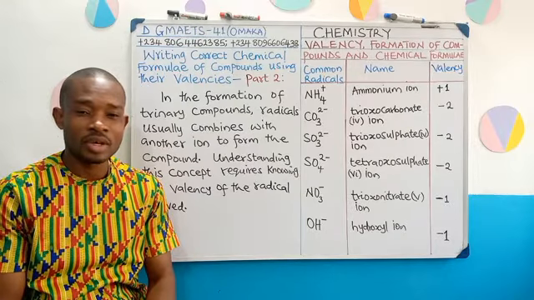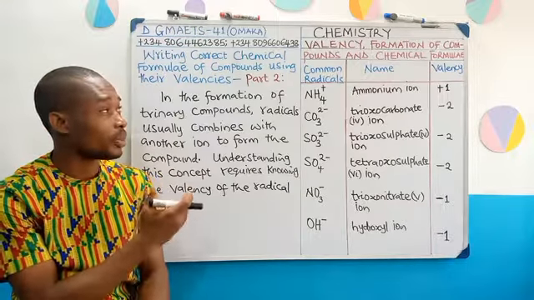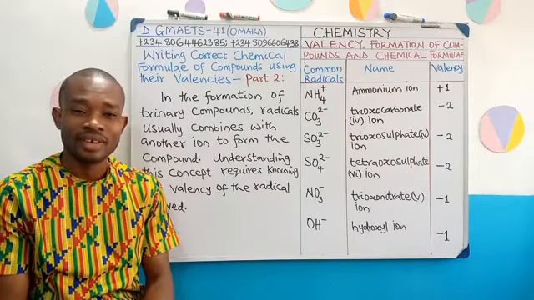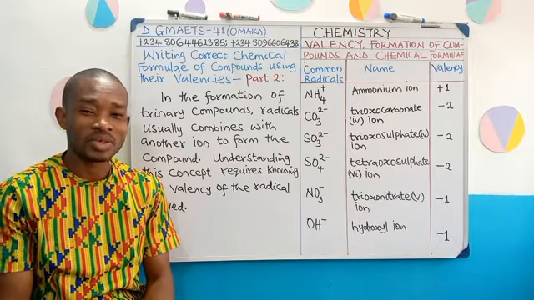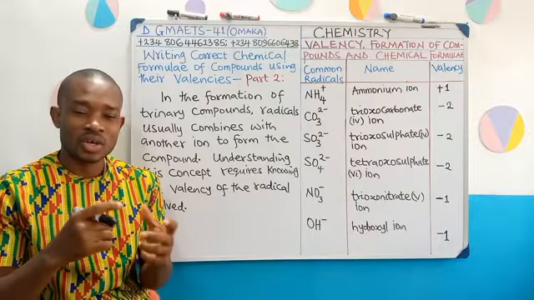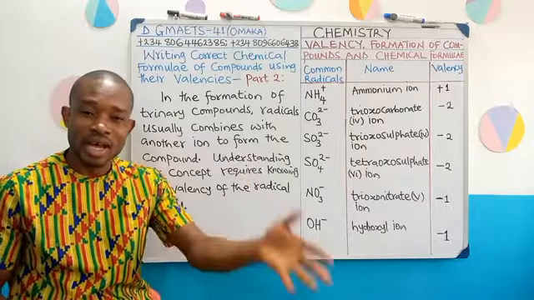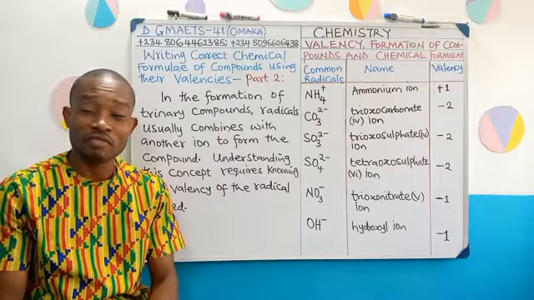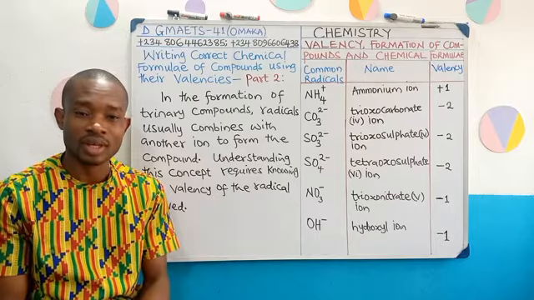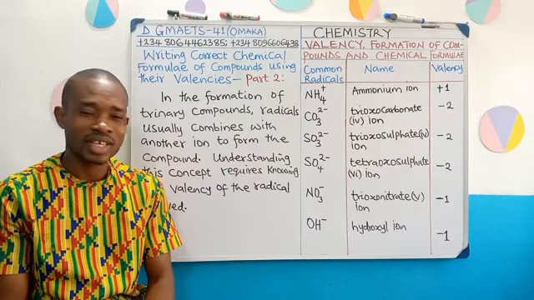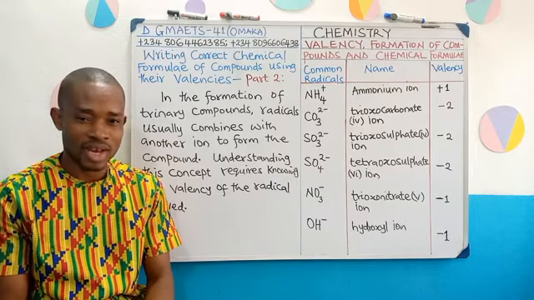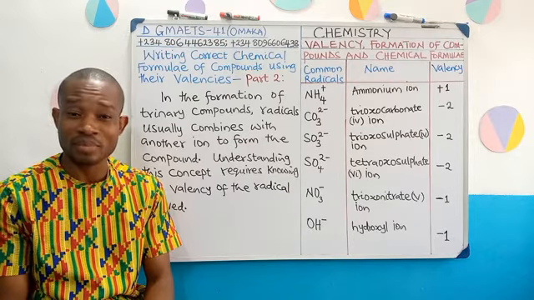In this video, we are going to look at part 2 of this topic, valency, formation of compounds and chemical formulae. In our previous class, you would recall that we treated how we can write the correct chemical formulae for binary compounds using the knowledge of valency. Now, in part 2 of this topic, we are going to see how to write the correct chemical formulae of a compound. Our focus now will be trinary compounds.